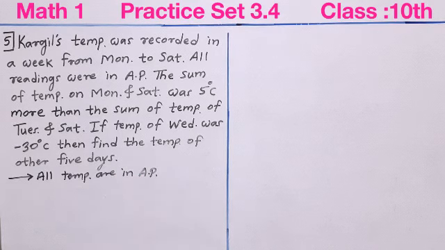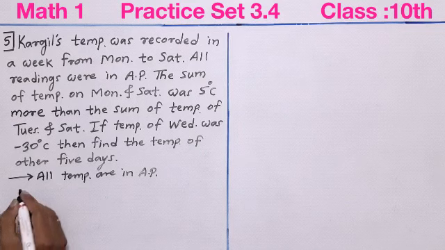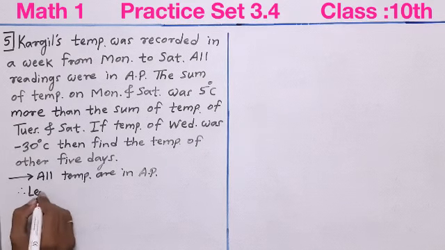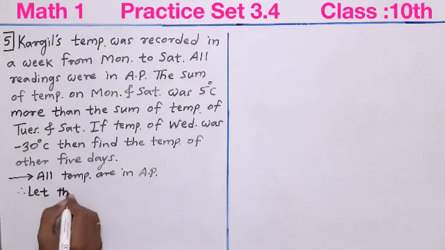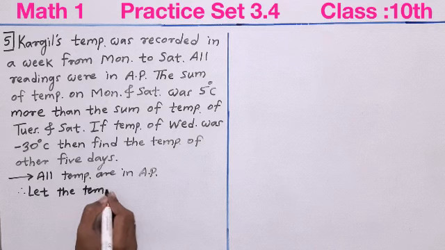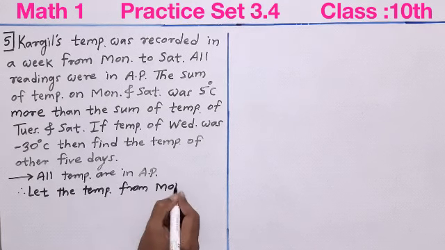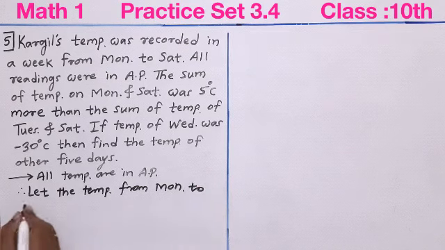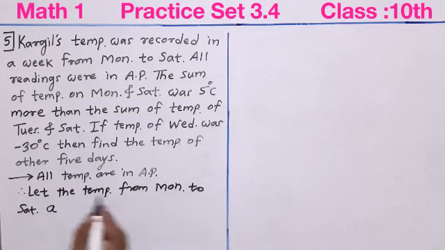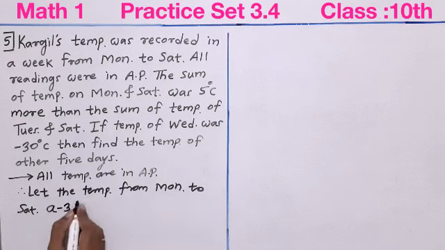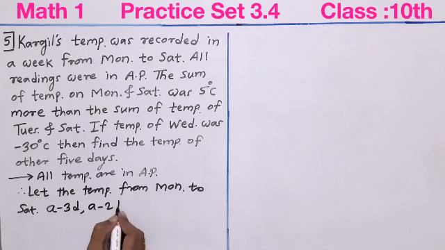And if they are in arithmetic progression, we can consider them like this. Let the temperatures from Monday to Saturday be considered as follows. If I consider the first day, the temperature on Monday is A minus 3D. The next term will be A minus 2D. See, the terms in AP can be considered like this.